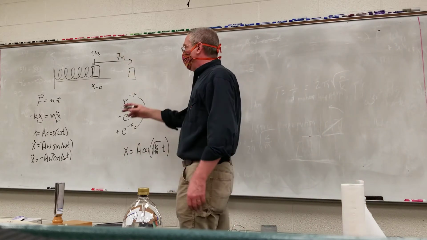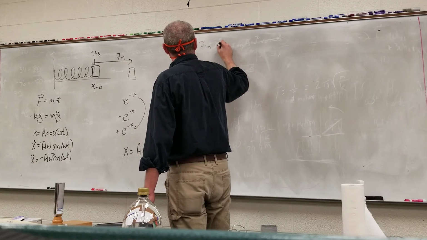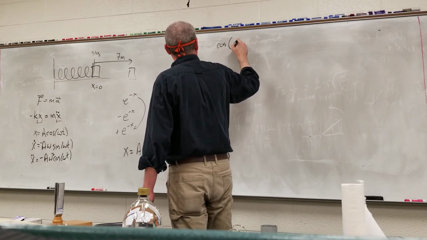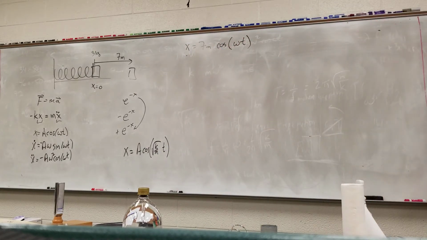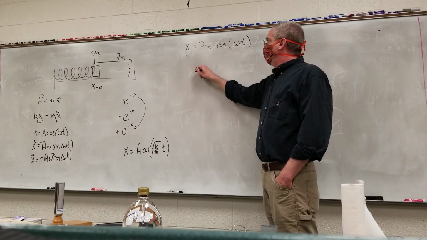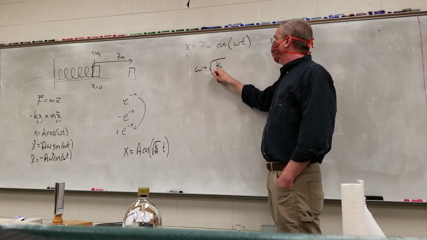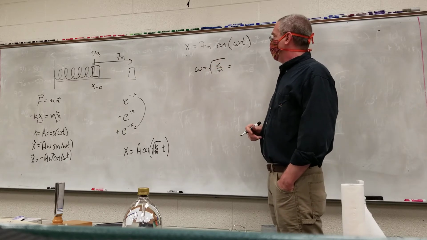Immediately, I have a formula here. X is equal to 7 meters times the cosine of omega t, because that 7 meters is the maximum it is going to be displaced from equilibrium. Omega is the square root of k over m. Ooh, we do need to give you that information. I have not given you k.